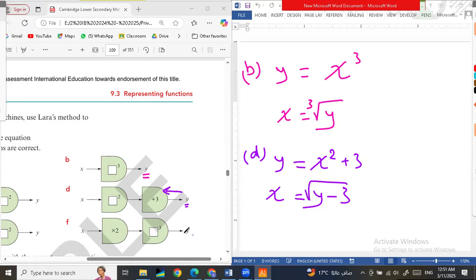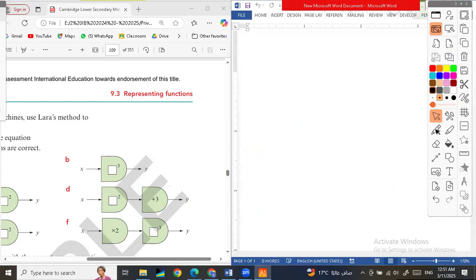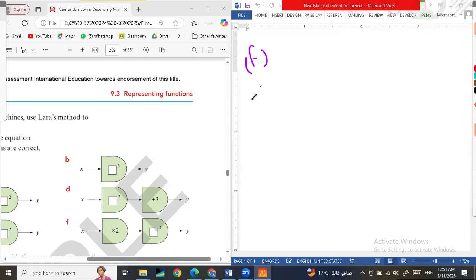Here you go. Last question in the video. Question F. If I want the equation, not the reverse equation, so it's y equals, start from the x and go smoothly until you reach y. So x, but what am I going to do to the x? Multiply by 2. So 2x. That's it? No, not yet. And then cube everything at the end. 2x cubed. All right, good.